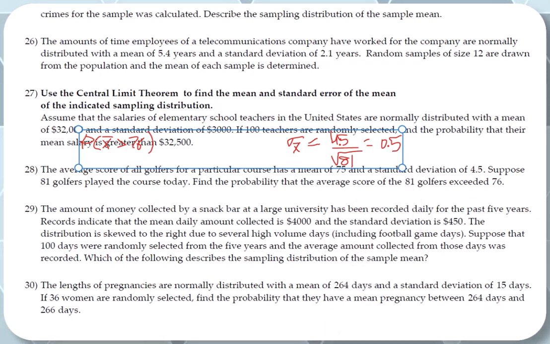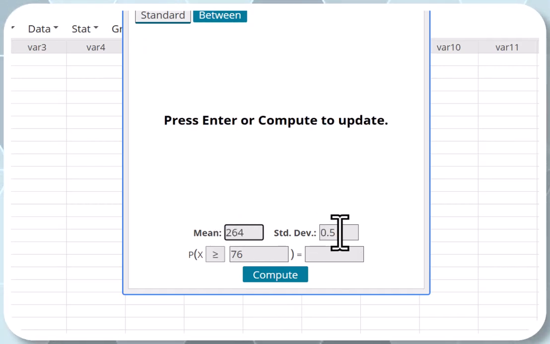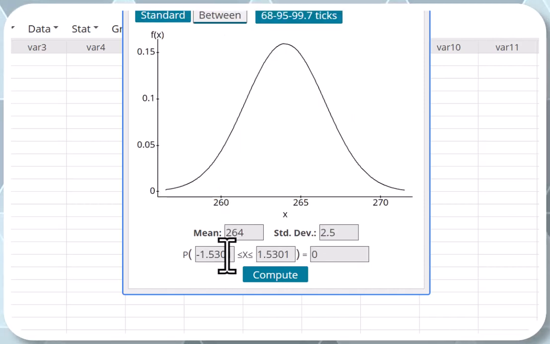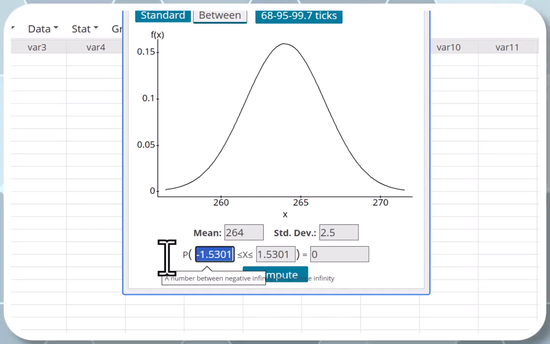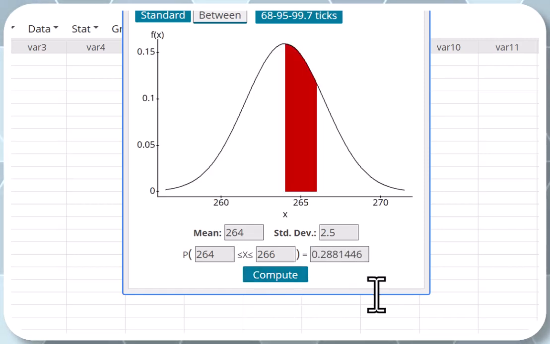So here's how you do it in StatCrunch. We're going to go to 64. Standard deviation again is 2.5. And we need the probability of X bar between 264 and 266. And again, if you're showing your work, guys, here, you cannot put X. You need to put X with the bar on top of it. And the answer is 0.2881.